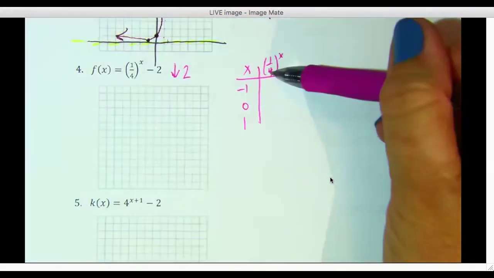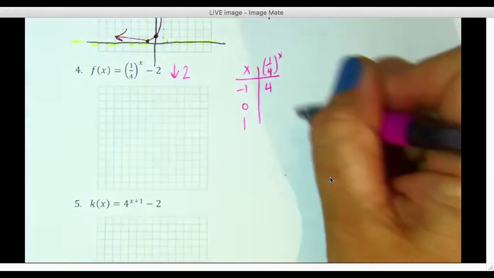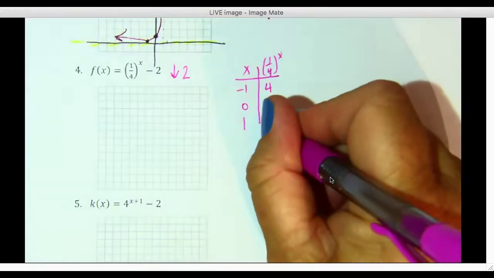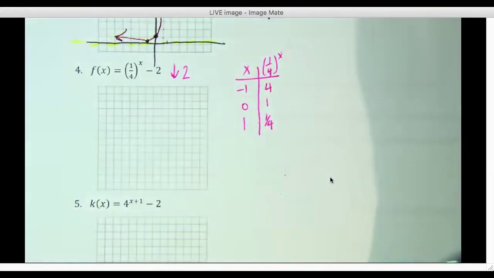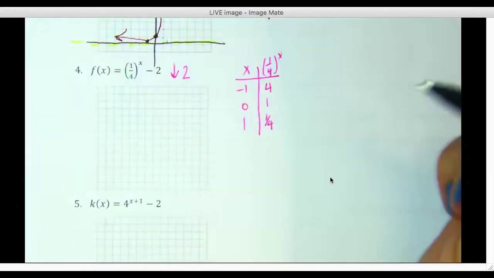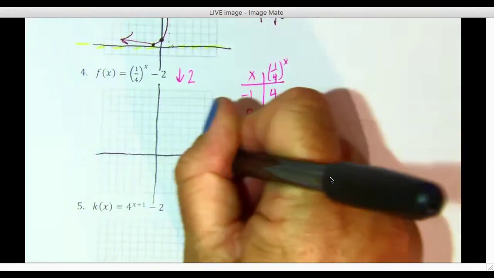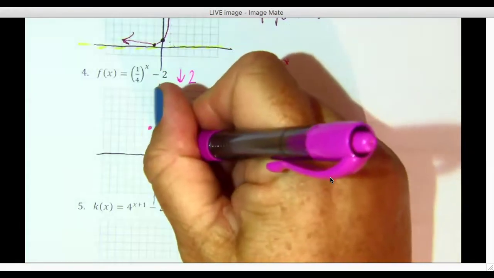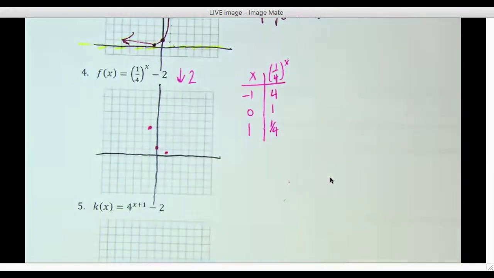So 1/4 to the power of x, or to the power of -1 is 4. 1/4 to the 0 power is 1. And 1/4 to the first power is 1/4. So I can go ahead and plot those points. Even though that's not the graph that I'm actually interested in, I'm going to start with those points. So -1, 4, 0, 1, and 1, 1/4. And then they're all going to shift down 2.